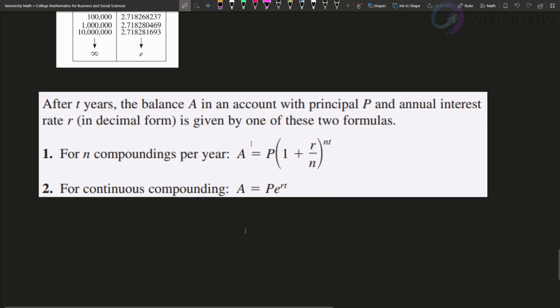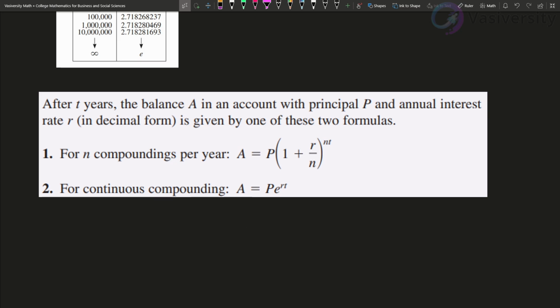This is the more realistic compounding interest rate because it gets compounded not instantly. We can do it quarterly, we can do it monthly, we can do it yearly, we can do it daily if we really want to. But we cannot do it instantaneously or, as we could say, continuously.